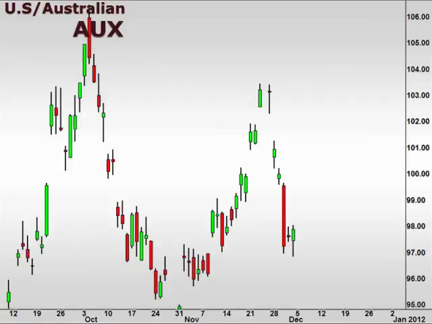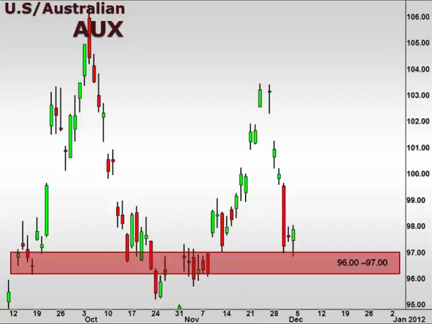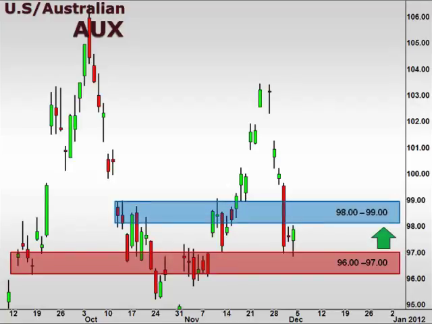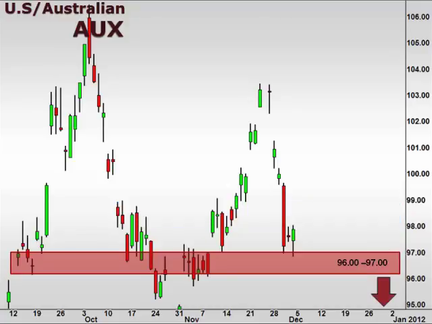Let's take a look at the US dollar versus the Australian dollar as seen here in the ISE FX Options pair value AUX. Well, the AUX lost considerable ground last week, testing 97 for support. Now, a bounce here could retrace as high as 98-99 this week. Failure to hold the 96-97 support zone opens the window for a much deeper sell-off.